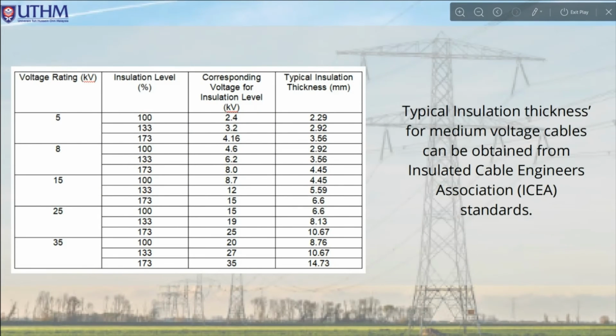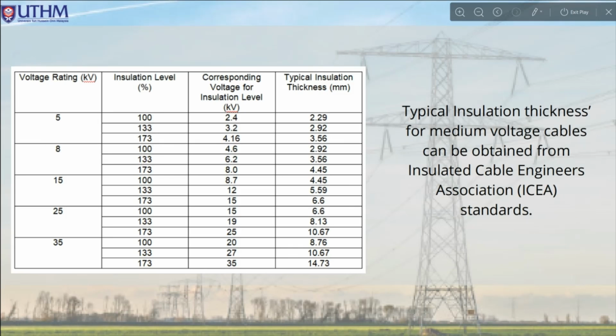So this is the table for the voltage rating and its corresponding insulation level, the corresponding voltage for each of the insulation levels, which are 100%, 133% and 173%. And lastly, the typical insulation thickness in millimeters. The typical insulation thickness for medium voltage cables that I have shown can be obtained from Insulated Cable Engineers Association standards.